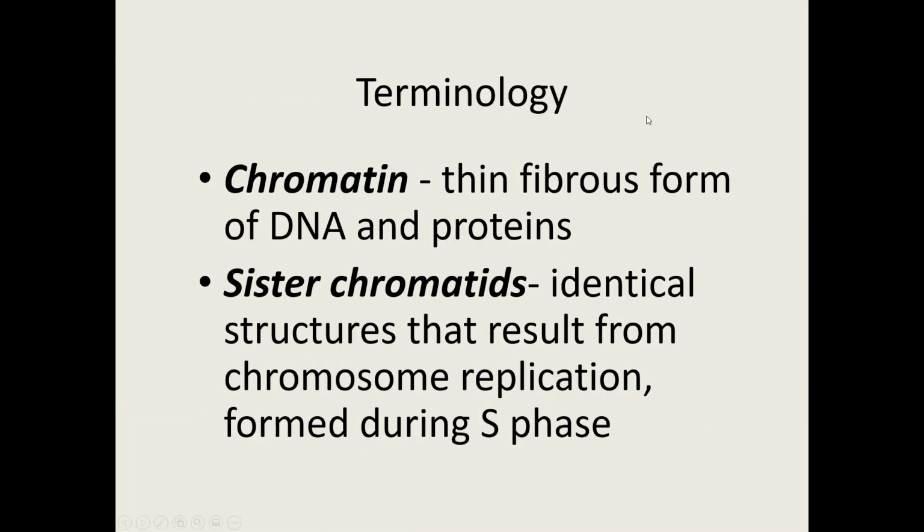Here's some terminology we're going to need to know if we're going to talk about cell division. The first word being chromatin, and that's a thin, fibrous form of DNA and proteins. So it's just a form that DNA can take during cell division. Sister chromatids are the identical structures that result from chromosome replication. So that means that it's a copy of a chromosome. So when a chromosome replicates, the sister chromatid would be the identical form that's been created from that replication.